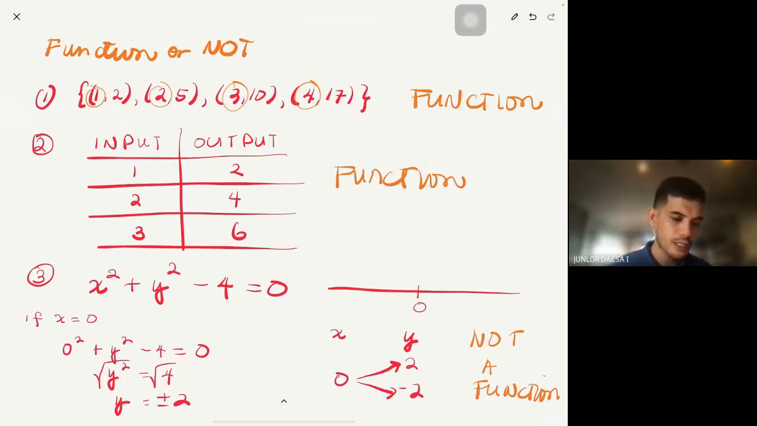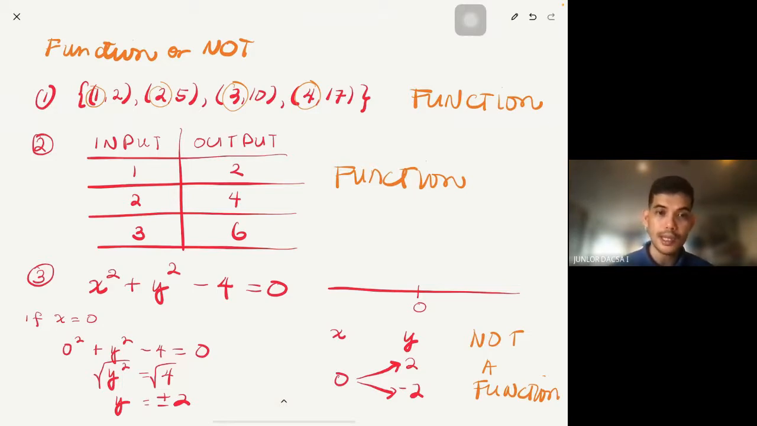So as you can see, pag meron kayong equation, mag-isip lang kayo ng mga values. Pag nakakita kayo ng values na pag sinolve ninyo, ang output ay dalawa yung sagot. So ibig sabihin, uulit yung domain. So kailangan hindi umulit yung domain.